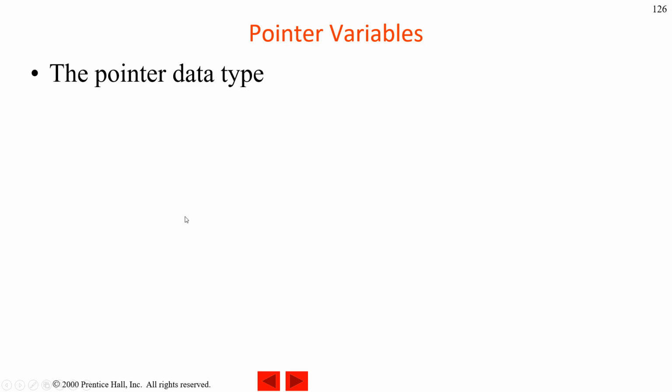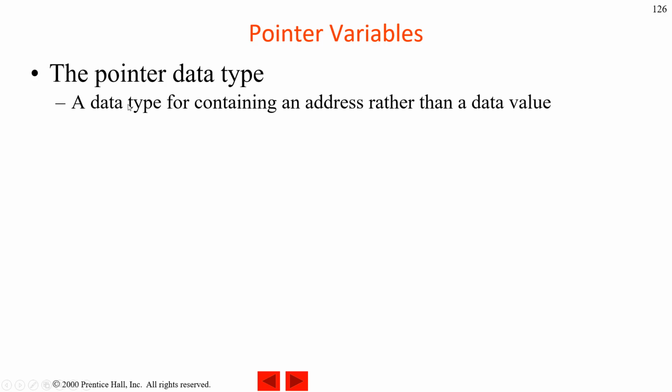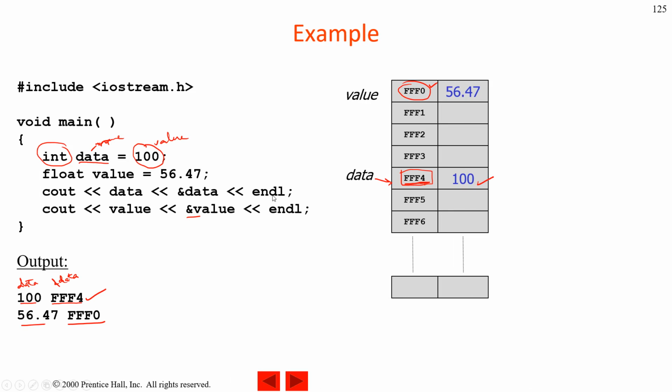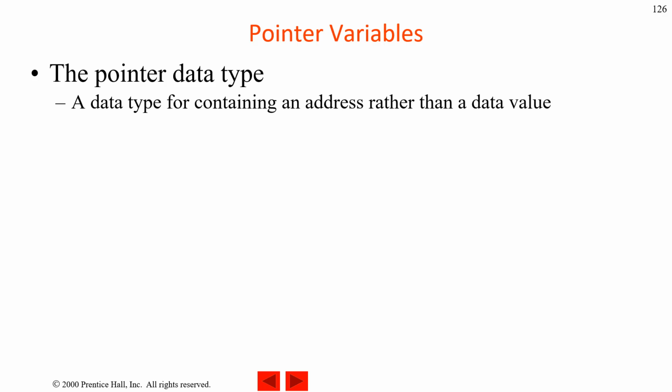So a pointer is a data type. What is a data type? Just like you had int, you had float. These are data types. So a pointer is also a data type, and it's a data type for containing an address rather than a data value. So a variable where instead of writing 100, I am going to write the address where this 100 is written. If I look at the previous example, basically I am saying I am going to write this. What's the address where this 100 is written? FFF4. And how do you access that? Ampersand of data. So it's a variable that will store the address rather than storing the value.